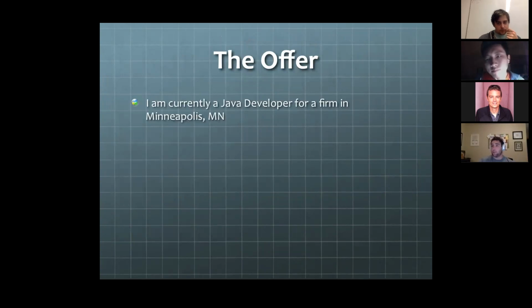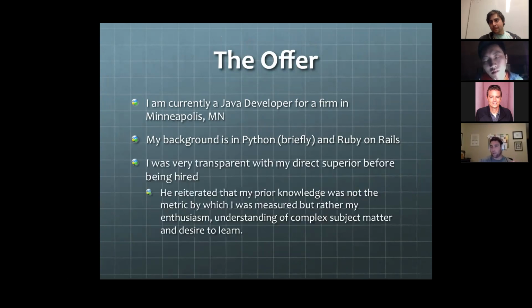And so I eventually got an offer from this place, but I'm currently a Java developer for a firm in Minneapolis. My background is with a brief foray in Python, and then obviously the Ruby on Rails immersive apprenticeship with some JavaScript and HTML with the Firehose project. But even before I was hired at this juncture, I was very transparent with the person who was offering me the position. And several times I tried to rebuff the offer saying, I don't know if I'm qualified for this. But he kept telling me it's not my prior knowledge as the metric that they use to measure my ability, but my enthusiasm, my understanding of complex subject matter, and my desire to learn.